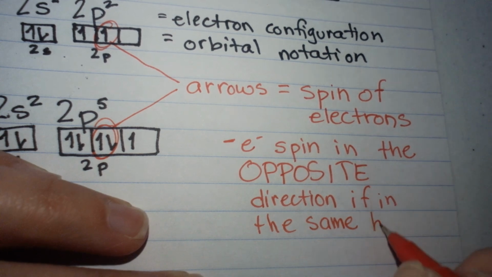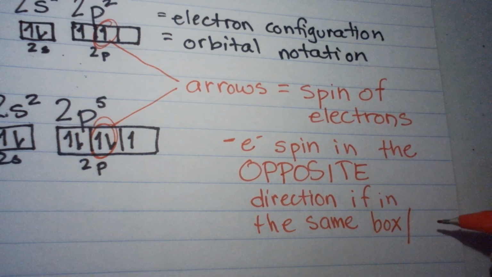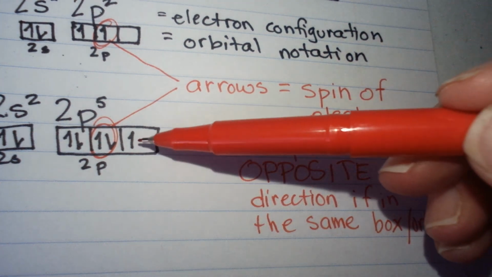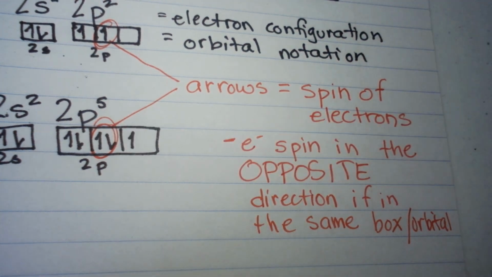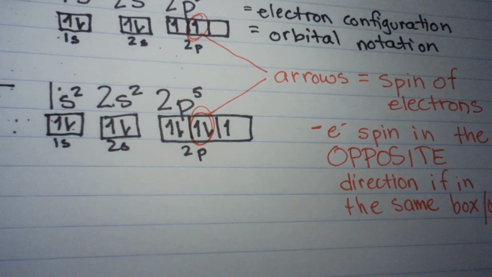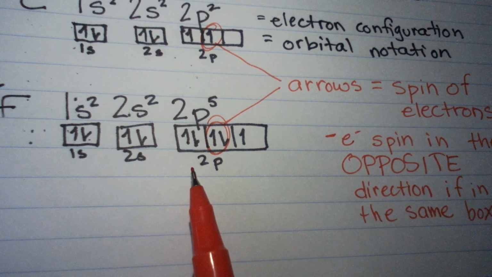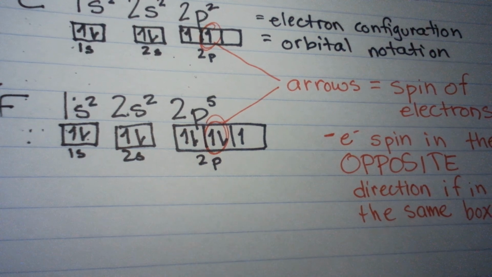You could use box or orbital, because each of these boxes is like a section, a subsection of this orbital.